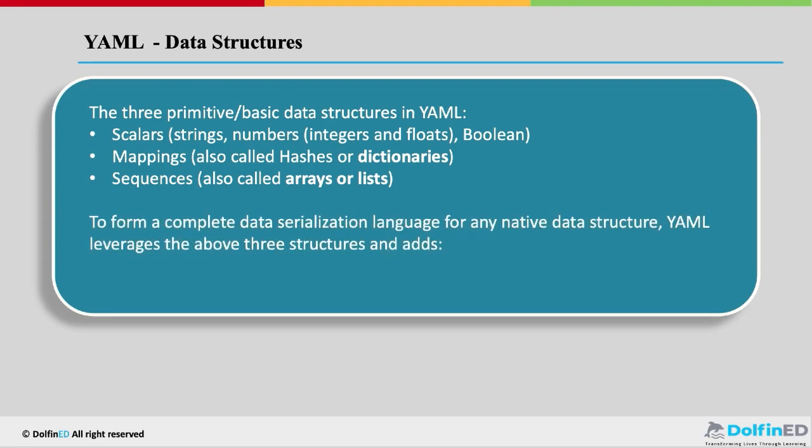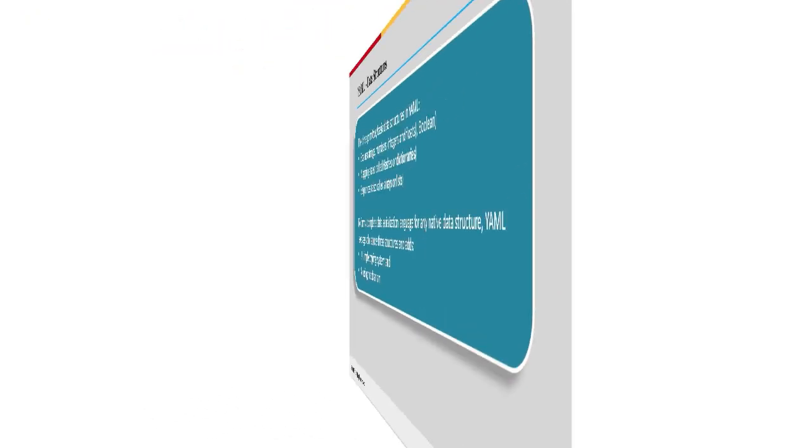To form a complete data serialization language for any native data structure, YAML leverages the above three structures and adds a simple typing system, which is the user-friendly nature of YAML, and then an aliasing mechanism that we are also going to decipher and look at examples for.